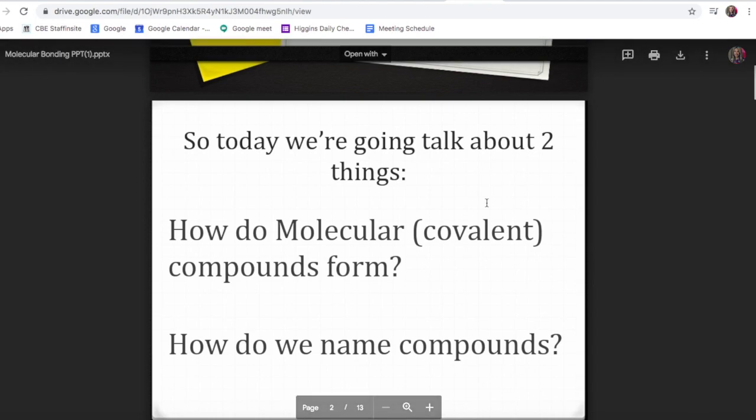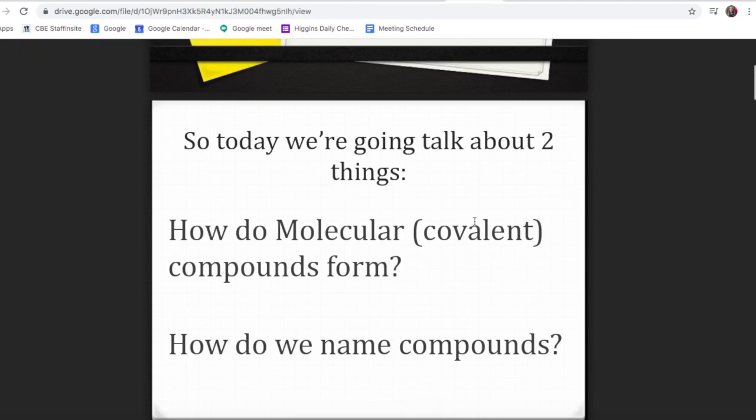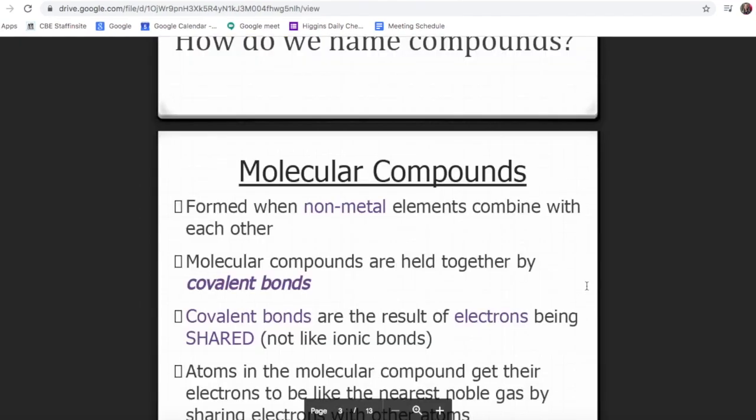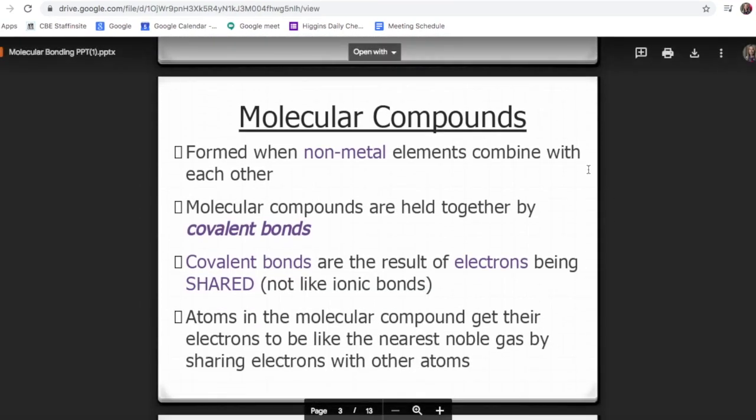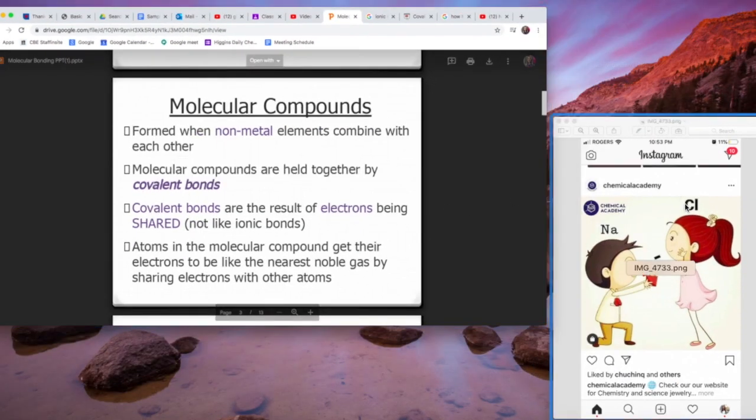So 2 things that we're going to focus on is how to form a molecular compound, and the old term that they used to call it is covalent. Just so you see that coming up, it is the same thing. And then we're going to focus on how to name it.